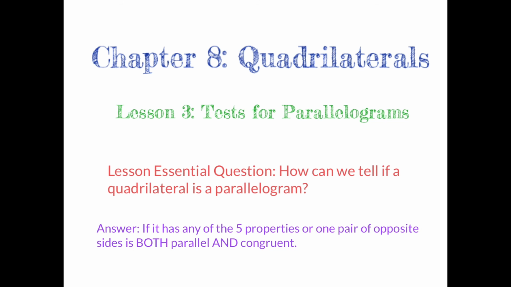This concludes the video lesson on the tests for parallelograms. So how can we tell if a quadrilateral is a parallelogram? Well, if it has any of the 5 properties or one pair of opposite sides that are both parallel and congruent, then the quadrilateral is a parallelogram.